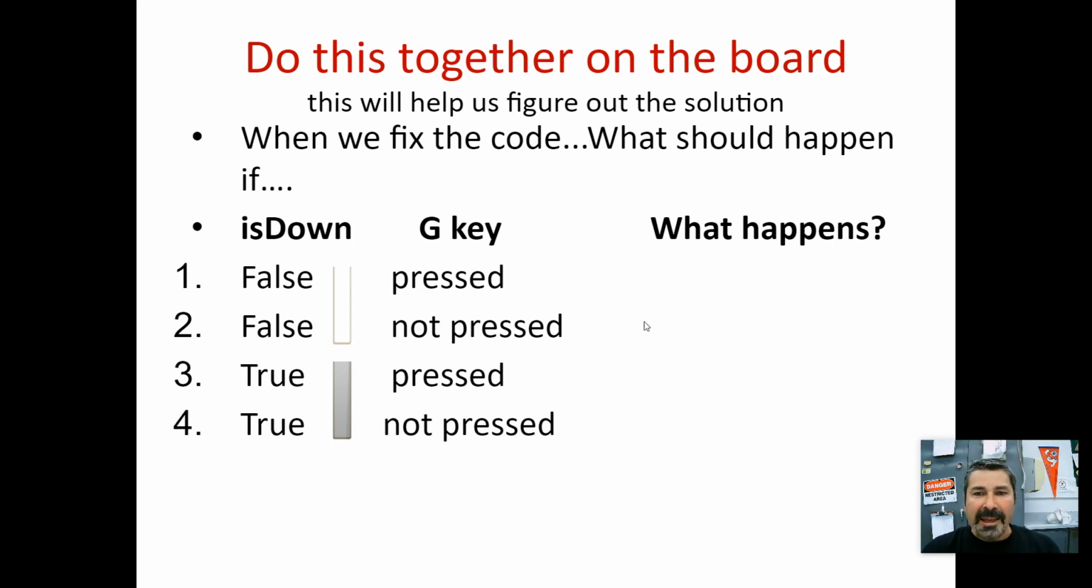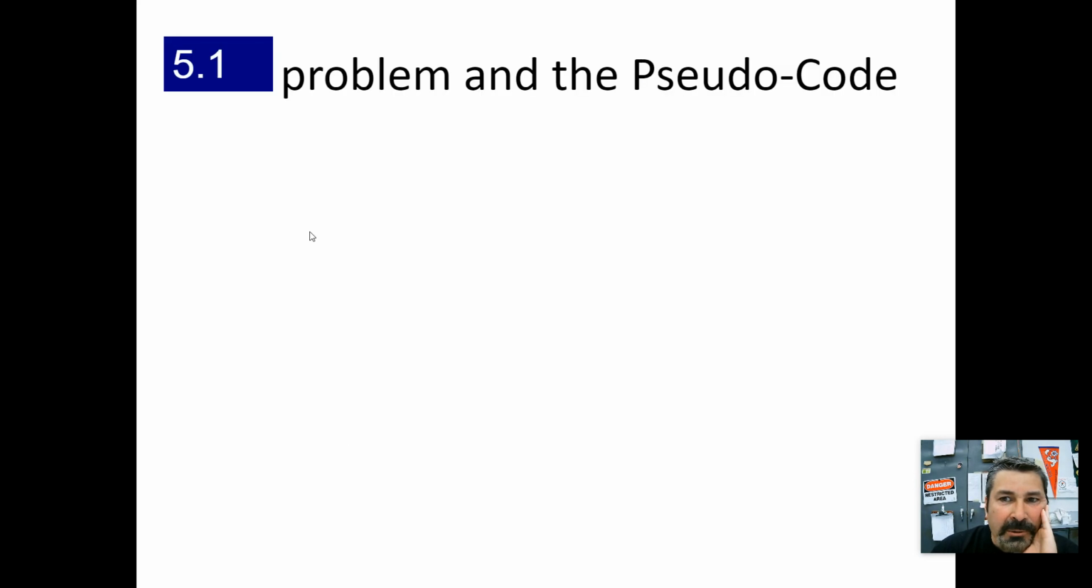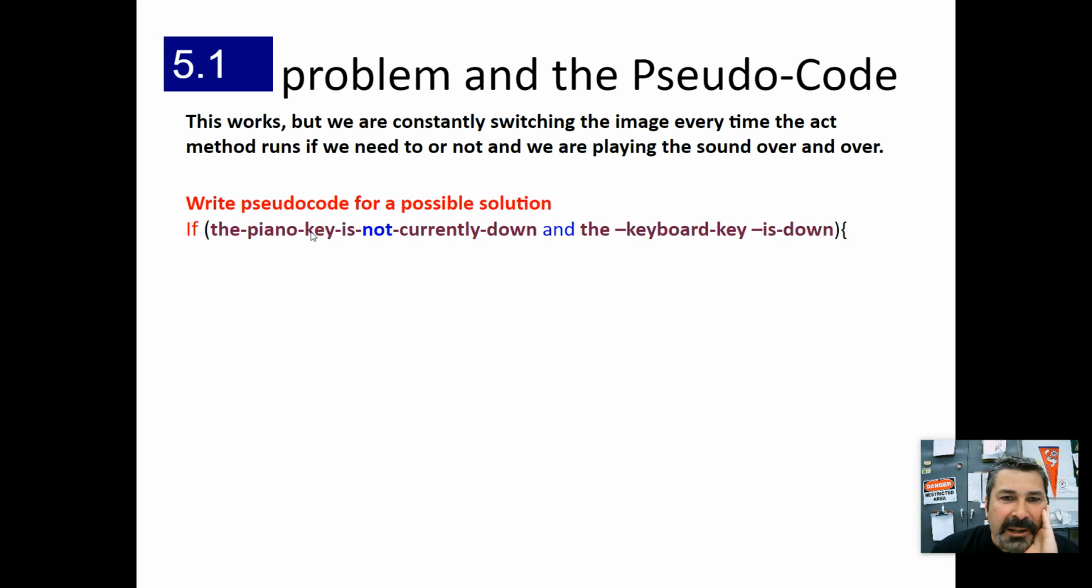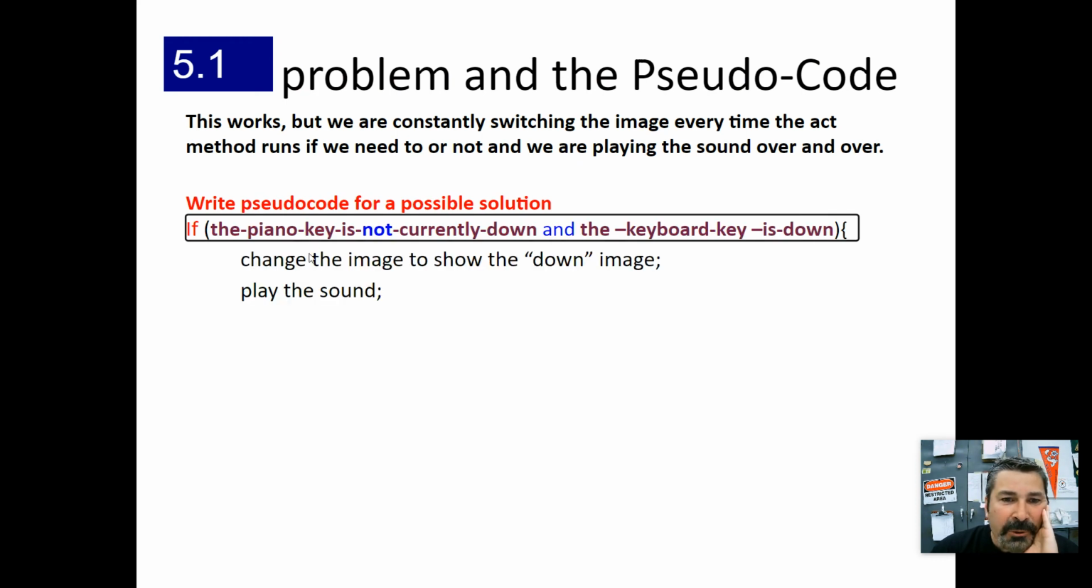Now, that's pretty much the pseudocode, right? So we want to do something, don't want to do anything, don't want to do anything, right? So there's two situations where we don't do anything. So hopefully what you figured out is we need to keep track of if is down is true or false, right? So we're going to make a Boolean instance variable called is down. Hopefully that helps you figure out that pseudocode if you didn't already figure it out. So here is my version of the pseudocode.